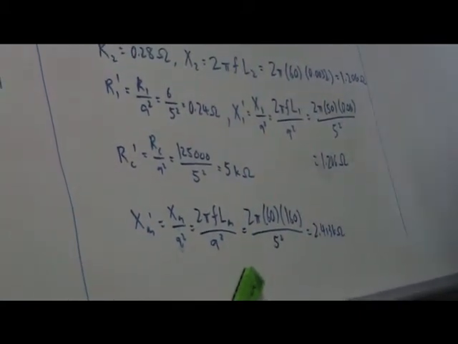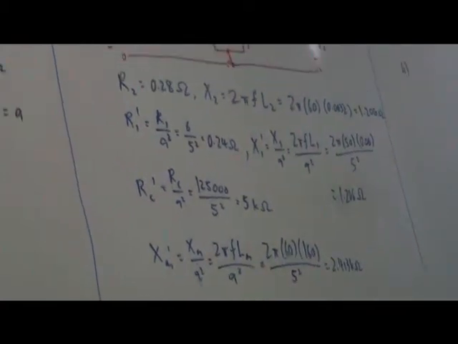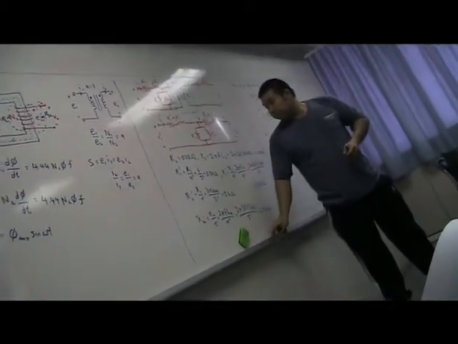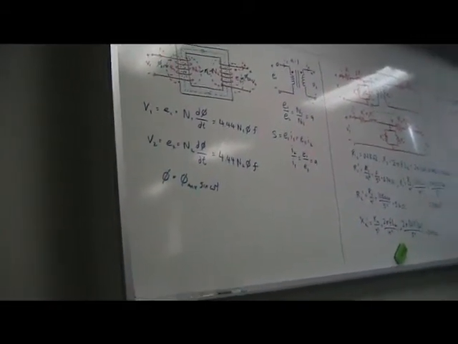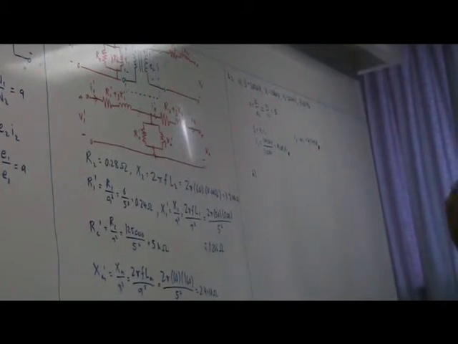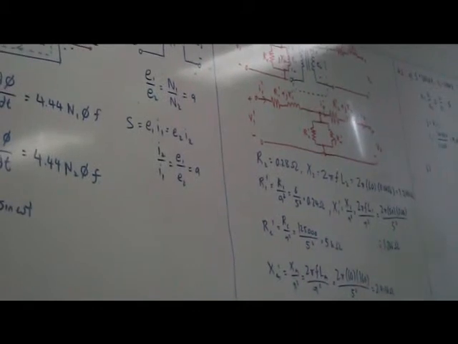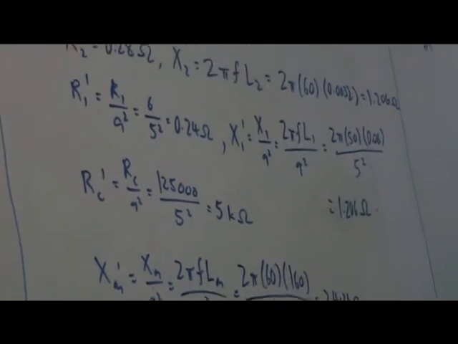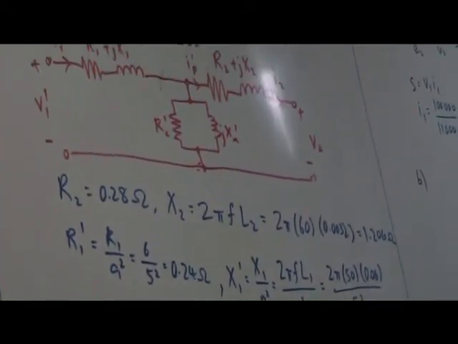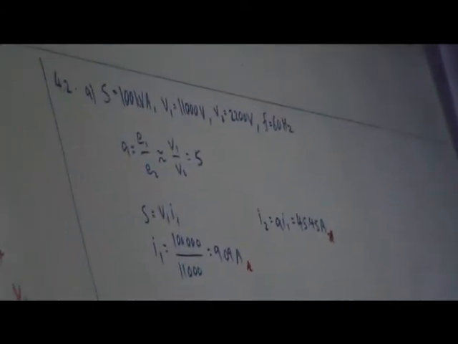Anyone don't understand how I got the numbers? Anyone who understand how I got those numbers?